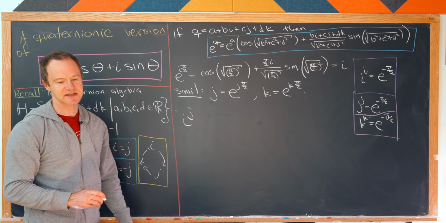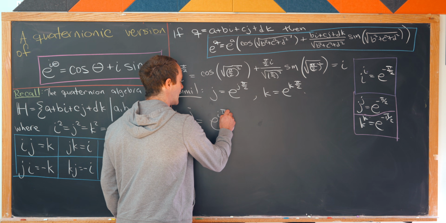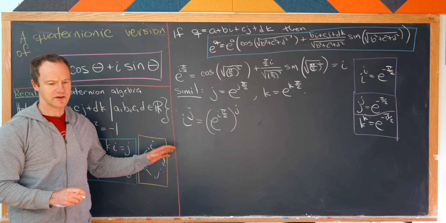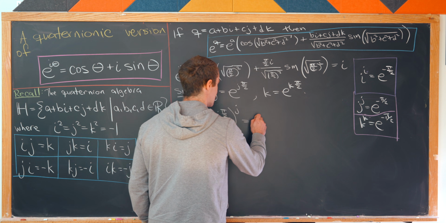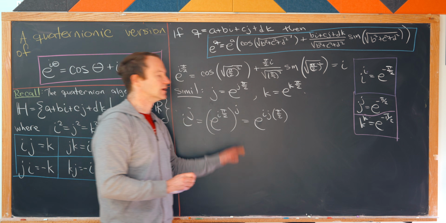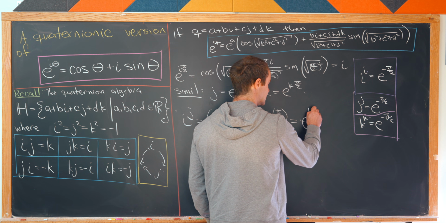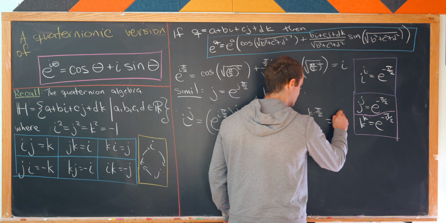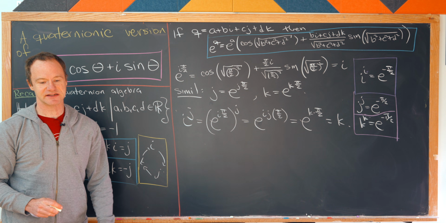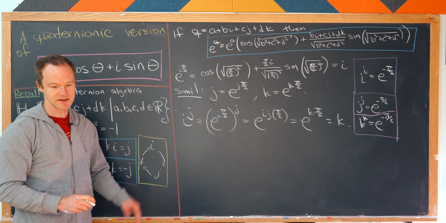Okay, so let's do this calculation. If we do i to the j, this will be e to the i pi over 2 raised to the j power. Now we can use exponent rules to rewrite this as e to the ij times pi over 2. But i times j is equal to k, so this is in fact equal to e to the k times pi over 2, which is equal to k. So I think we've just shown that i to the j is equal to k. But let's double check this.